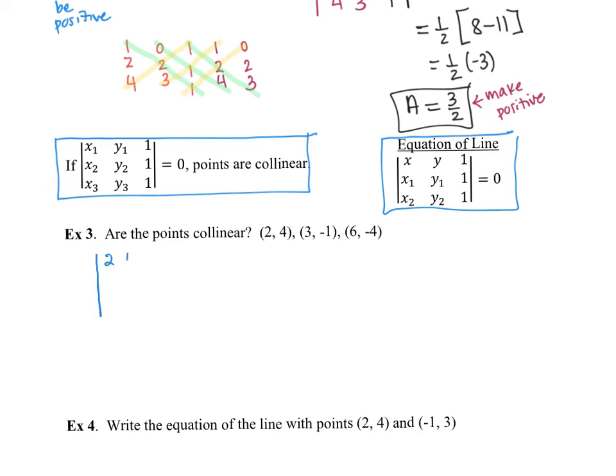So the first point is (2, 4), (3, -1), (6, -4). The third column is 1s. There is a proof in your book about this. I haven't read it though, so I actually don't even know why this works. It's just kind of cool. Okay, so if this equals 0, it would mean they were collinear. If it doesn't equal 0, it would mean they were not collinear.